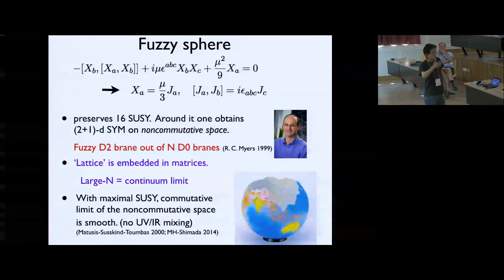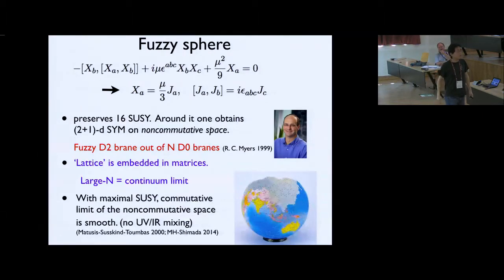UV-IR mixing means that in usual quantum field theory in commutative space, there is a divergence in the UV. And that UV divergence is transferred to some strange IR singularity when we have non-commutativity. But maximally supersymmetric theory is UV finite. So nothing is transferred to the IR. So when we consider maximally supersymmetric theory, there is no such problem. So we can use this fuzzy sphere method to obtain the correct theory. If you want to apply this method for N equals 1 or N equals 2, in general, you have to be careful about UV-IR mixing. You may or may not be able to get the right theory you want.